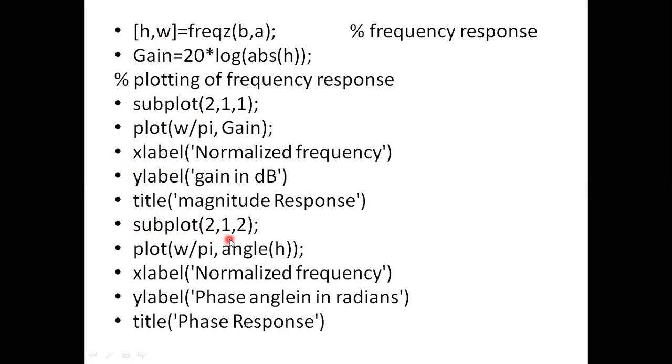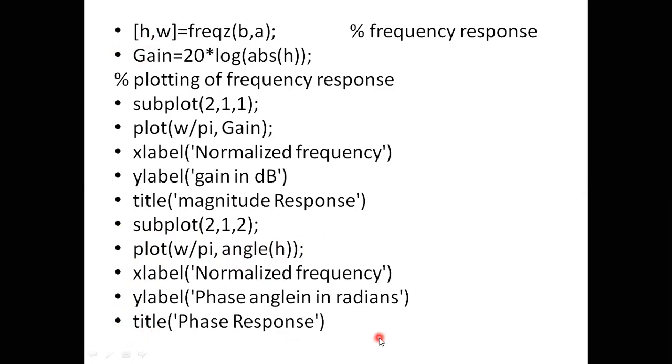Next plot is your phase response. So 2 rows, 1 column. Second plot is denoting your phase response. So phase response, you see here, this omega versus angle only. Angle H will give you angle H. H is your frequency response. Angle H will give you the phase of that frequency response. After plotting, give the X label, Y label, and the title of your plot.